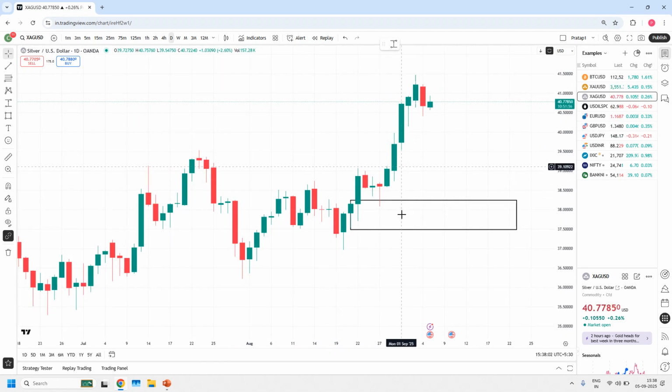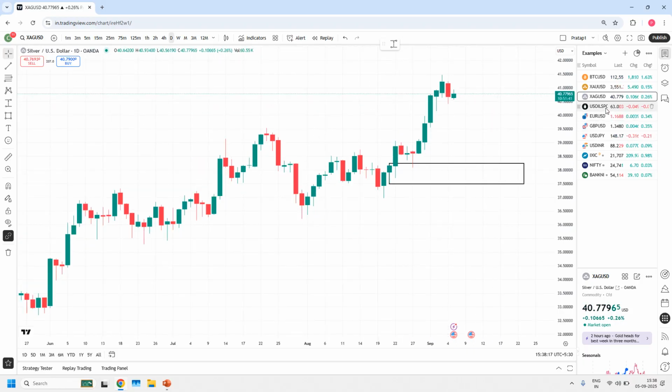Okay, this is the silver chart. How beautifully the price entered, and these pending orders pushed the market up. That way, you would have got huge profits in silver. Okay, next we will see one more commodity, crude oil.